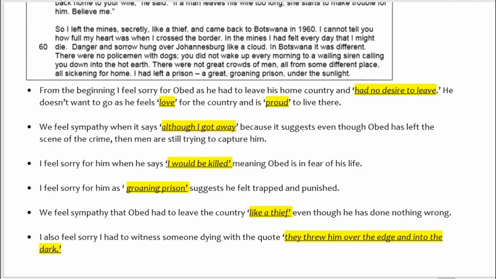I feel sorry for him when he says "I would be killed," meaning Obed is in fear of his life. He wakes up in a "groaning prison," not a literal prison, but he feels like he's in a prison. I feel sorry for him as "groaning prison" suggests he felt trapped and punished. We feel sorry for him when he says he had to leave the country "like a thief." So this makes us feel sorry because he's not done anything wrong. He's not a criminal, but he has to leave even though he hasn't done anything wrong.